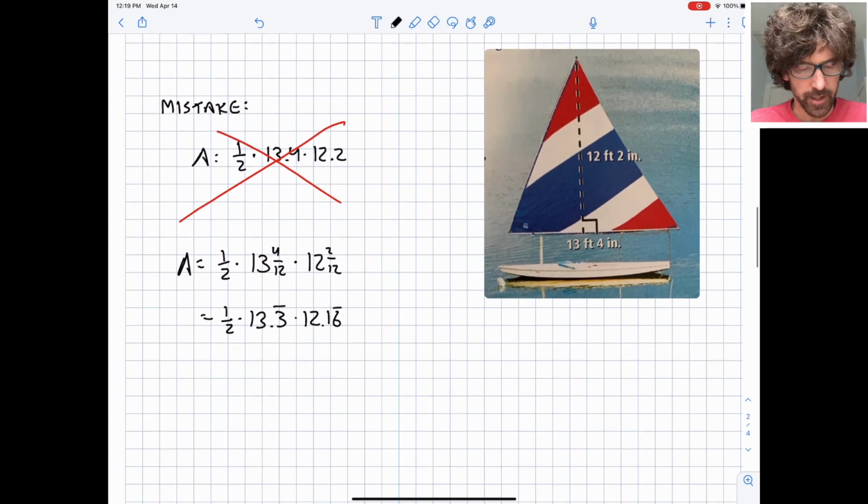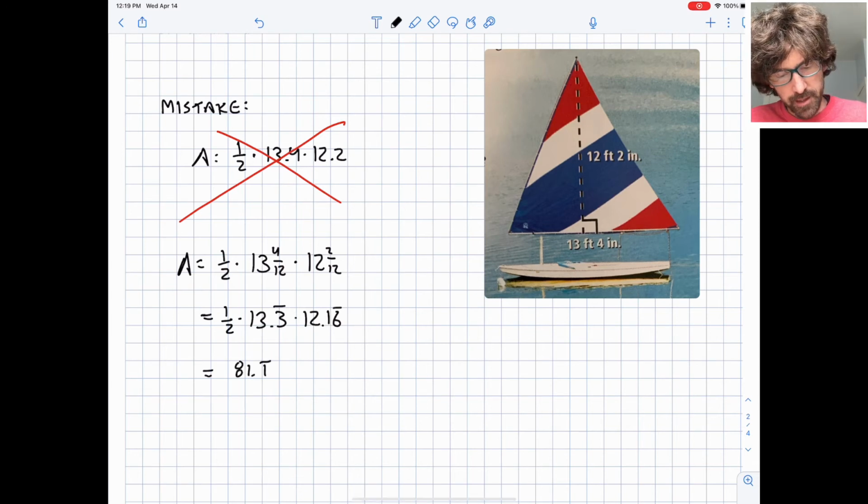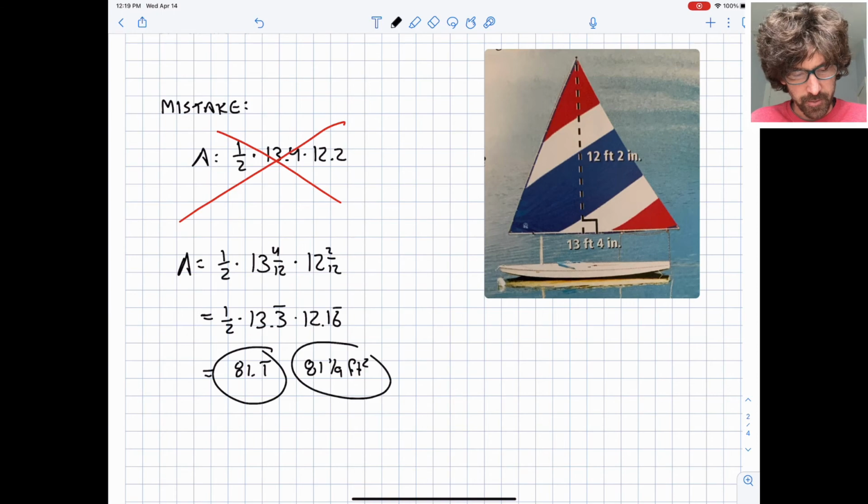Okay, so now we can go to our calculator and type those numbers in, and let's see what we get. And I'm going to get 81.1 repeating, or 81 1/9, and that's going to be square feet, not square inches, square feet. We're working with units of feet. Okay, so either one of those would be legitimate answers.